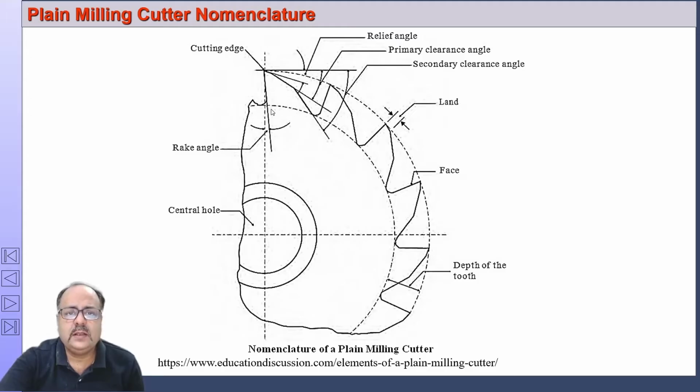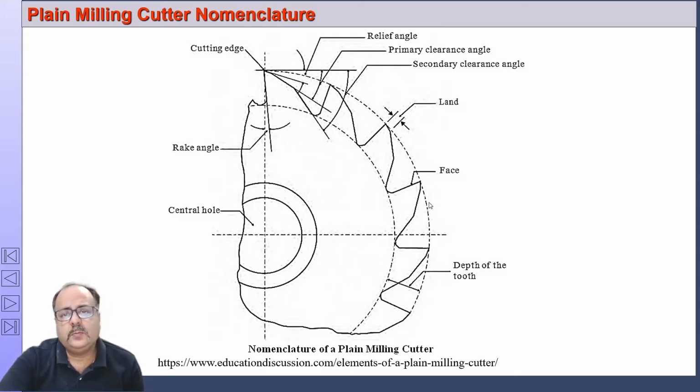And the diameter of the circle passing through the bottom of the fillet of the milling cutter is called the root diameter. So this diameter is called the root diameter. The diameter of the circle passing through the bottom of the root is called the root diameter, and the diameter of the circle passing through the peripheral cutting edge is called the outside diameter.